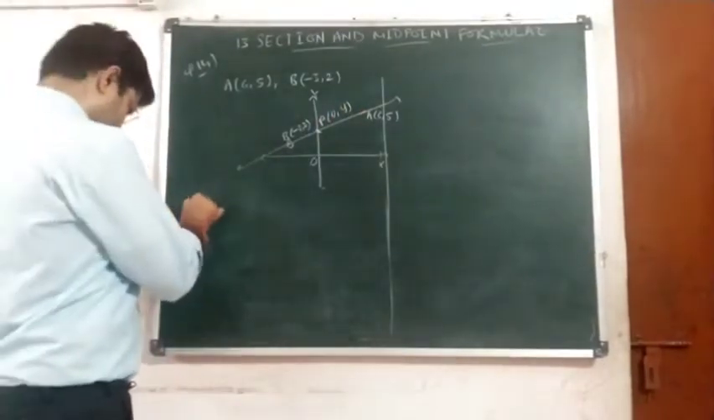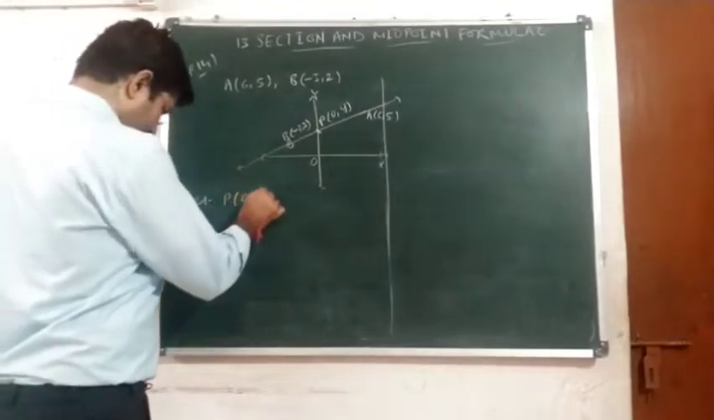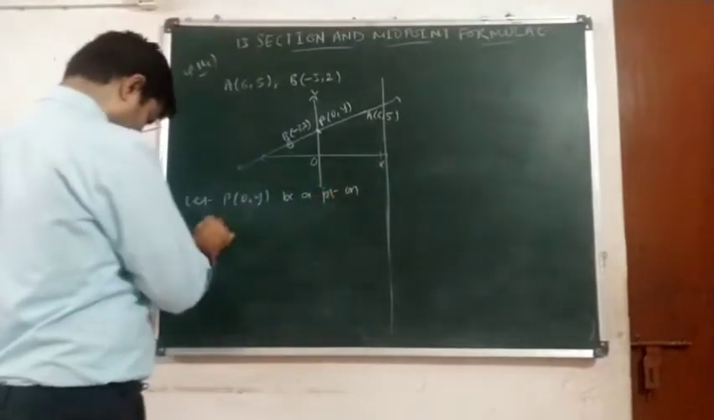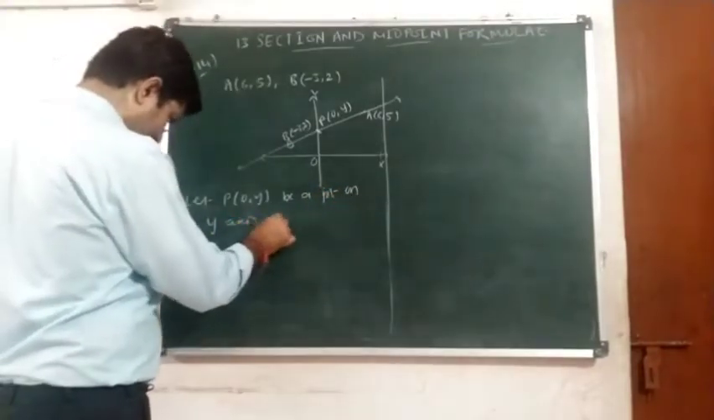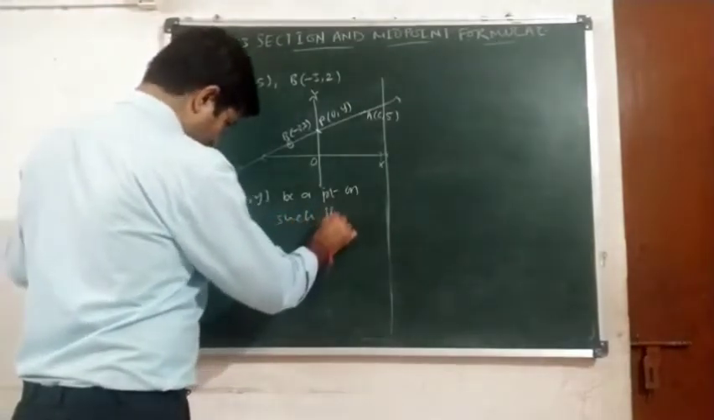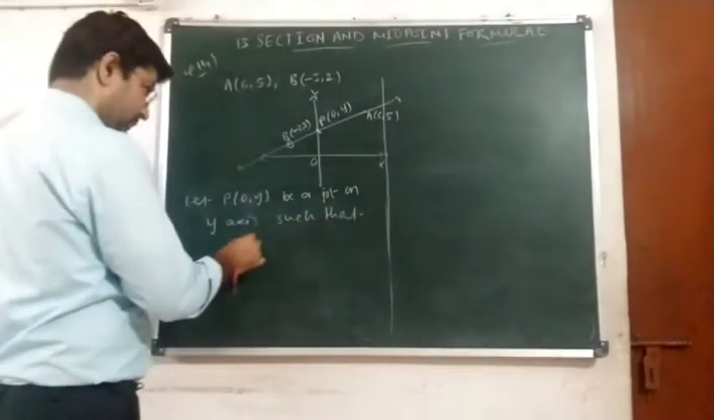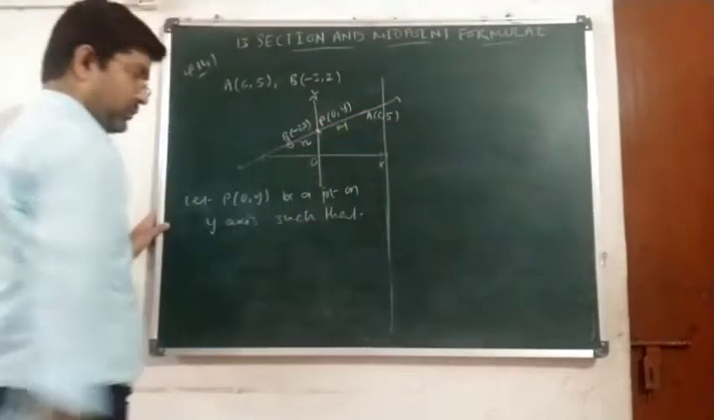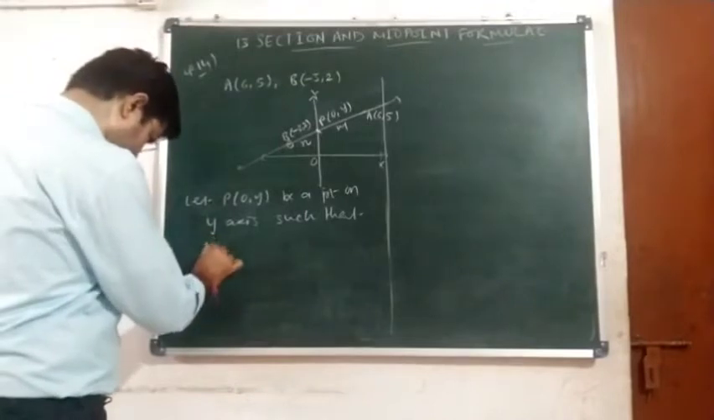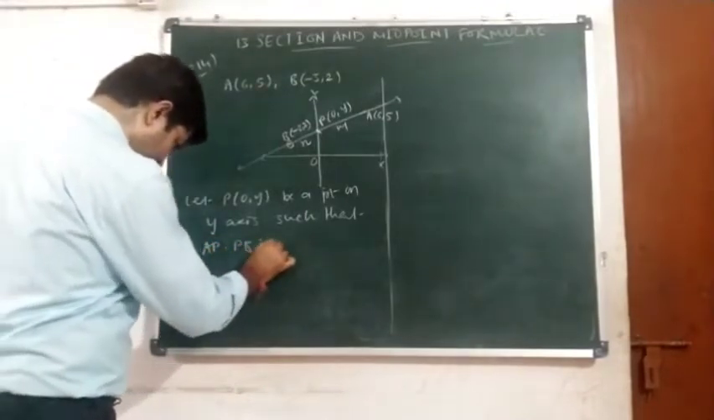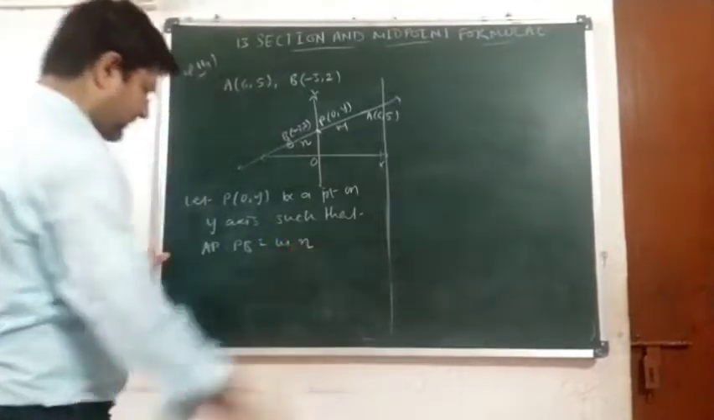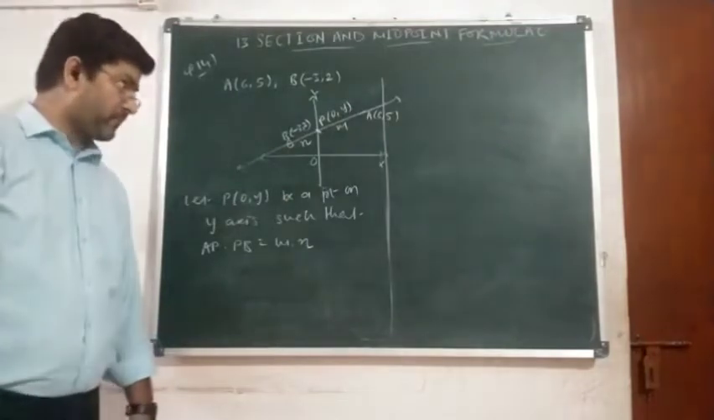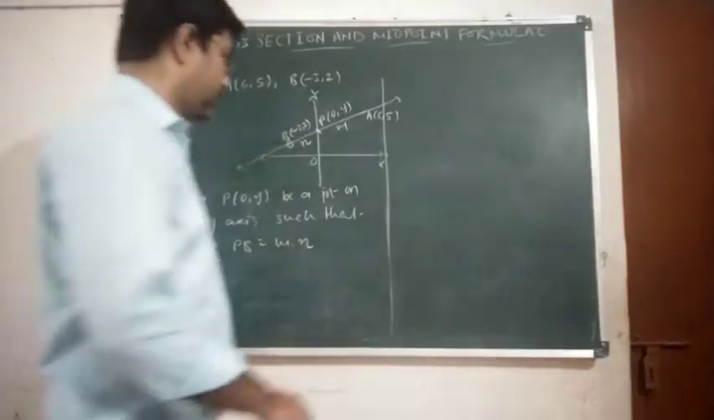Let us write down. Let P (0, y) be a point on the y-axis such that the ratio AP to PB, which is not given, we will consider it to be m:n. Remember that we have to find the ratio m:n and also the coordinates of point P. Clear? So we will use the section formula over here.